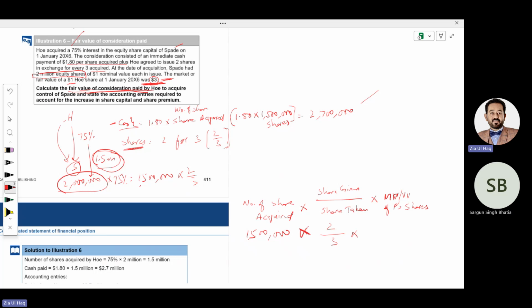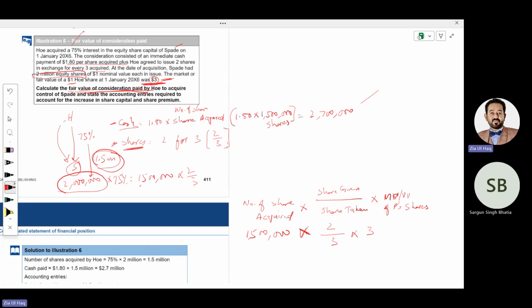So how do we calculate the value of shares? Number of shares acquired into share given 2 by share taken 3 into the market value of the parent company shares. What is the market value of parent company shares in this question? It's 1. Then what is it? It's 3. Sorry, it's 3. Market value is always above par value. Yes, sir.